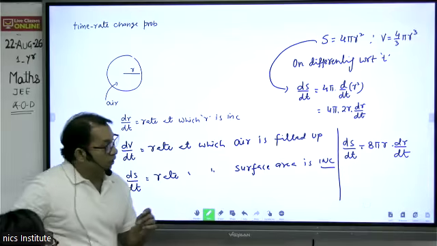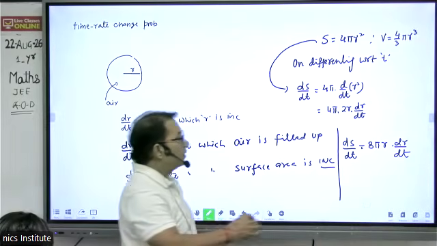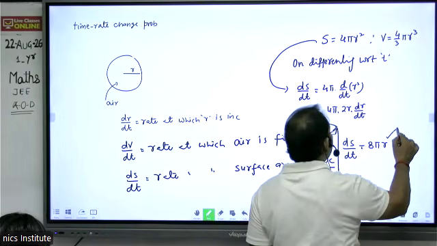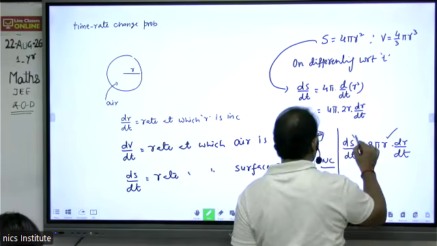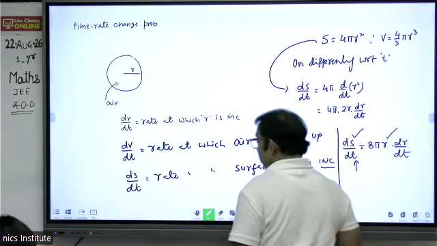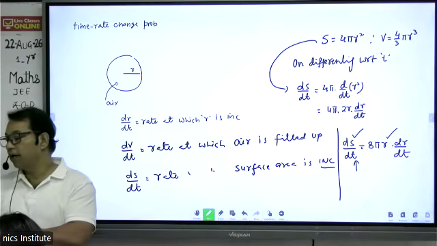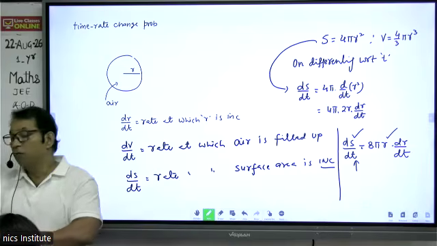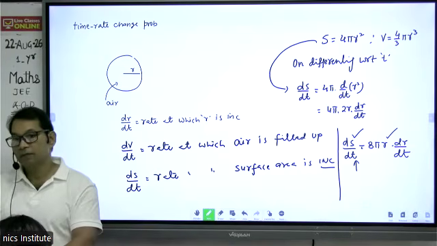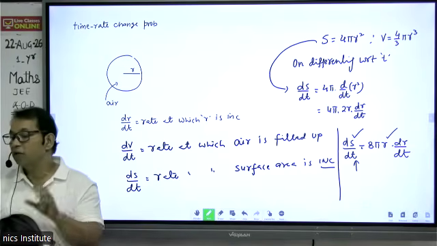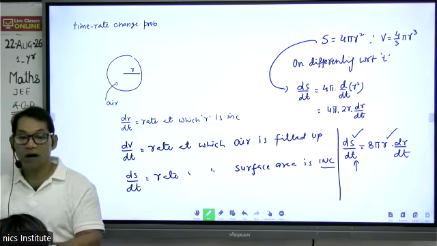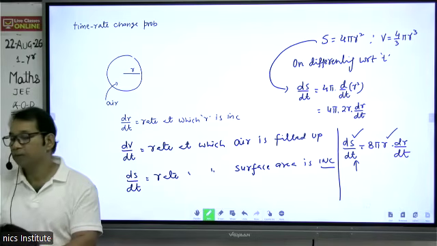Notice one thing: r is a variable. At every moment, r would be changing. S is also a variable and t is also a variable. So there are three variables. The question will be: find the rate of increase of area when the radius is so much. That particular radius you need to substitute, because r would be changing each moment.